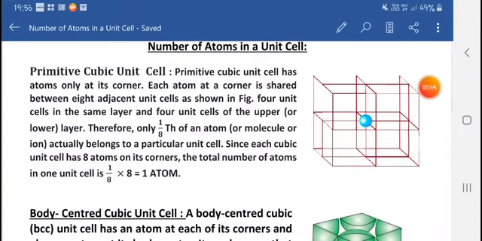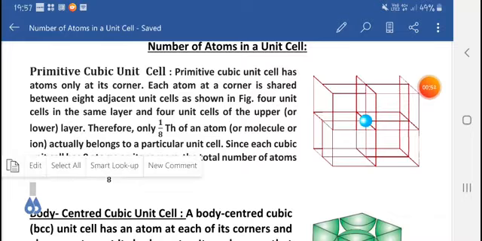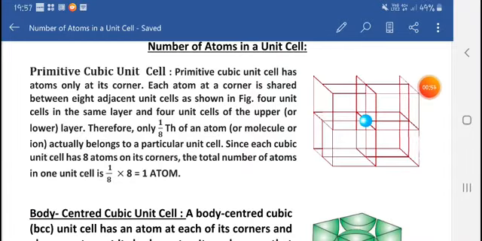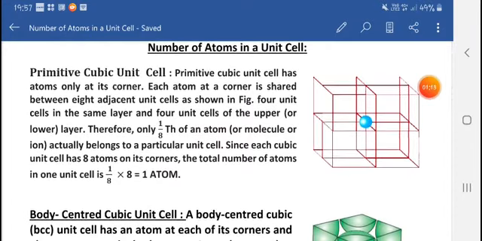We know that unit cells are classified into primitive unit cells and centered unit cells. In primitive unit cells we will discuss only the cubic unit cell. Similarly, in centered we will discuss only the cubic unit cell for convenience. First of all, we will discuss the primitive cubic unit cell, which is simply known as the simple cubic unit cell. A primitive cubic unit cell has atoms only at its corners.